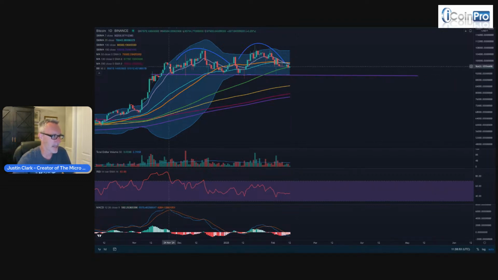Now, we have another thing happening here. This is potentially a head and shoulders formation. This would be a left shoulder, head, and then right shoulder if it forms.